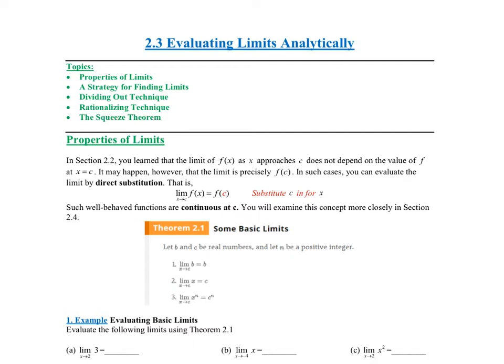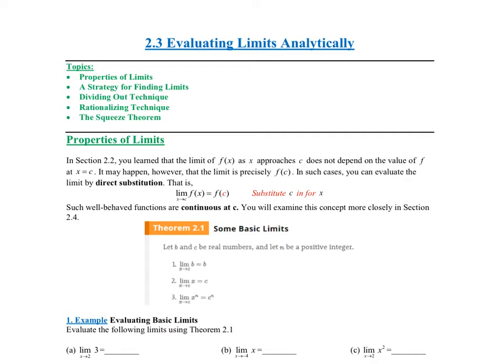It says in section 2.2, you learned that the limit of f of x as x approaches c does not depend on f at x equals c. In other words, what I used to say was it doesn't matter what happens at that point, it only matters what happens near that point. It says it may happen, however, that the limit is precisely f of c. In other words, it may actually occur where you can plug in that x value and it is the limit. It says in such cases you can evaluate the limit by direct substitution.